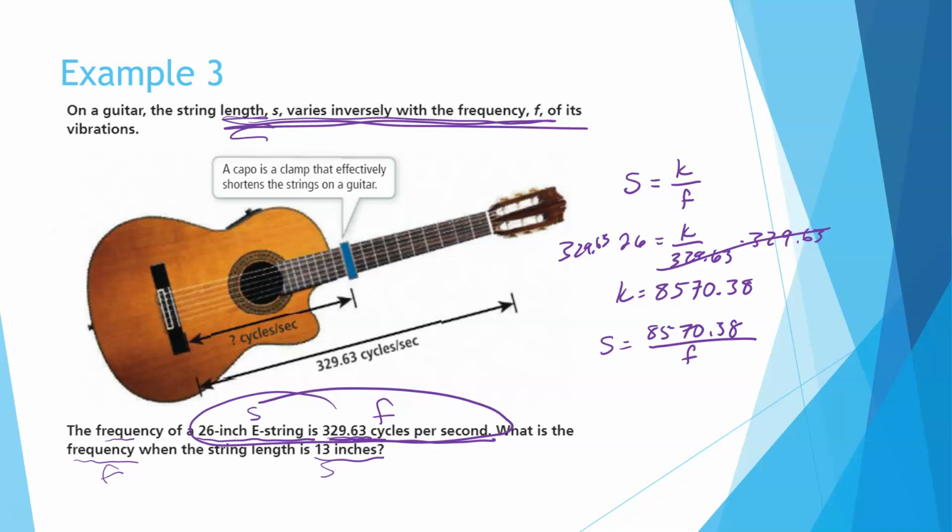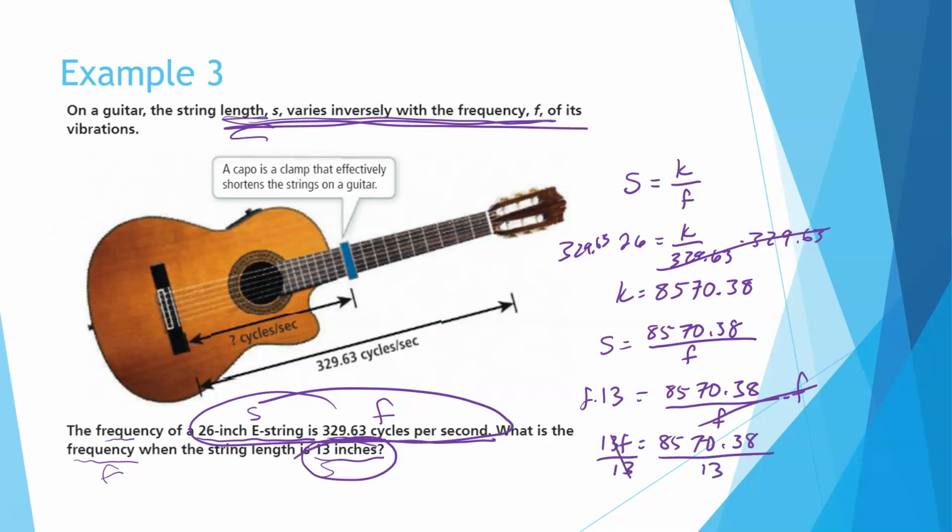In this case, though, they do tell me that the string length is 13, so they actually give me this. This is going to take just a little bit different algebra. We have to make sure we go in order. A lot of people would make mistakes here. You must first multiply both sides by F. So I have 13F equals 8,570.38, and then I would divide by 13. So it's actually 2 steps in this case. And I get that the frequency is 659.26, and it's labeled in cycles per second. I know that because that's what they used in the problem. So that is my frequency.